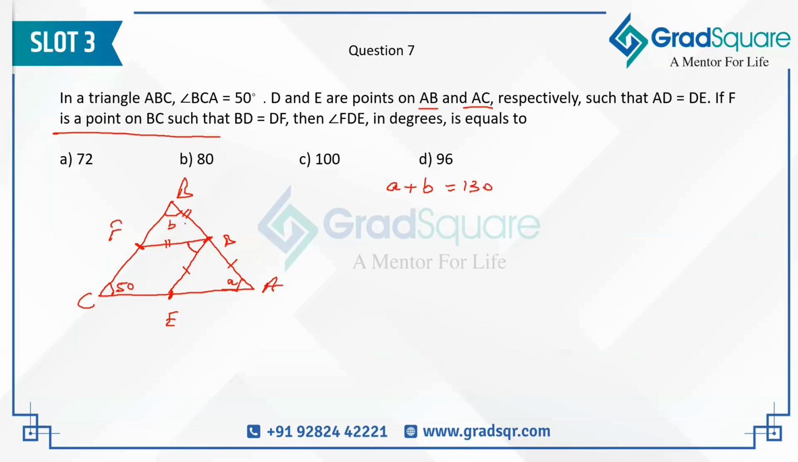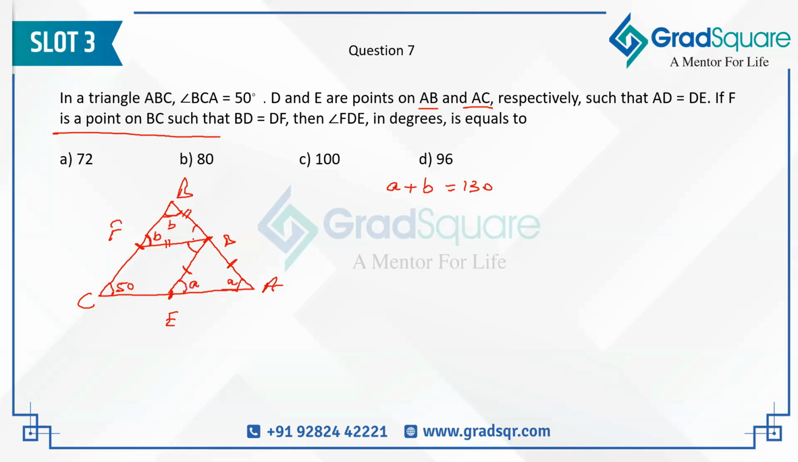Now there is one more thing that we need to use: some of the sides have been given equal as well. So if BD is equal to FD, then the angles opposite to these two sides must also be equal. So if this angle is B over here, then this angle over here should also be equal to B. Same way, in the triangle ADE, the equal sides should have equal angles opposite to them. So this angle also turns out to be equal to A.